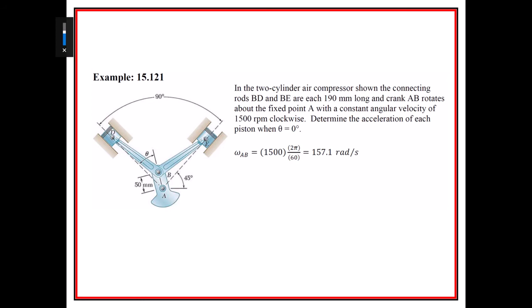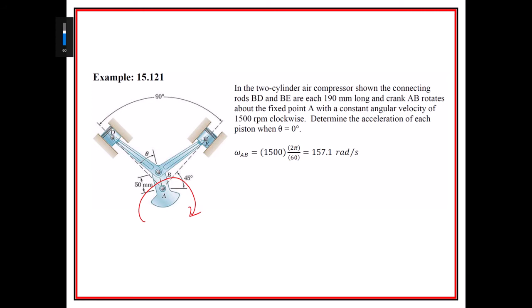And AB, which is the crankshaft, rotates about a fixed point A with a constant angular velocity of 1500 RPM clockwise. All right, so it's moving clockwise, and so the pistons are going up and down. Determine the acceleration of each piston when theta is equal to 0.